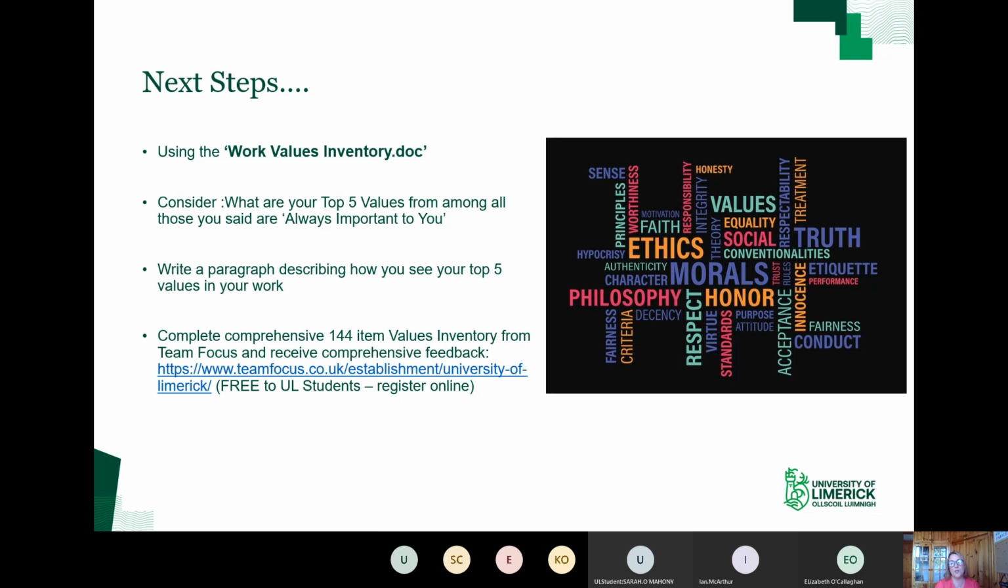And so once you go into the website that is on the slides here, register with your University of Limerick email address, and then you can access a series of free, well, prepaid for, inventories and questionnaires that you can do. And again, you get a detailed report back from Team Focus with regard to the results of the questionnaire that you've completed.